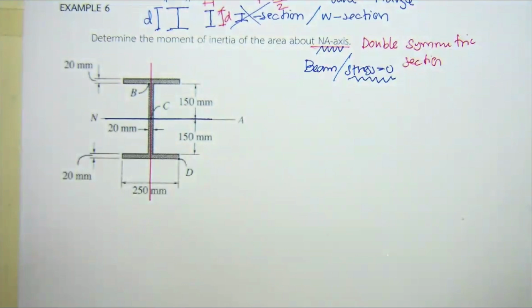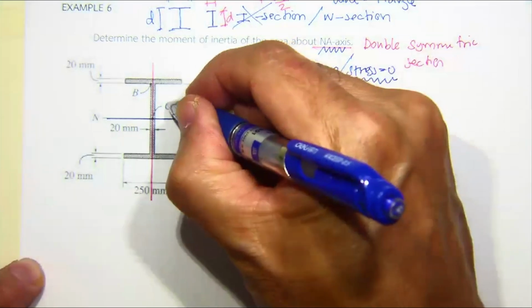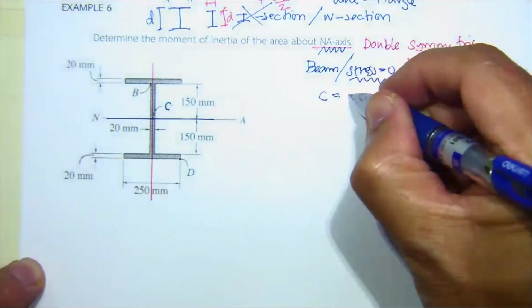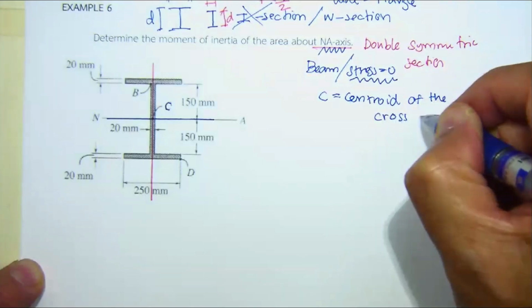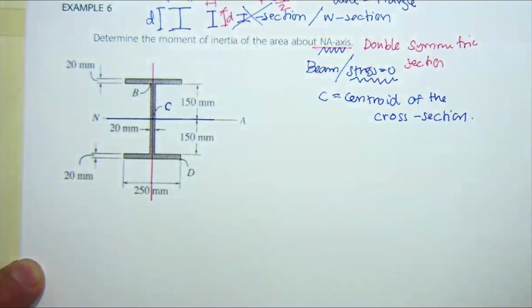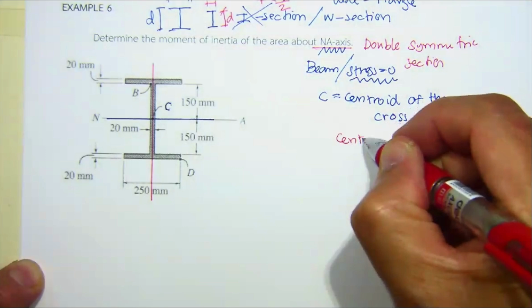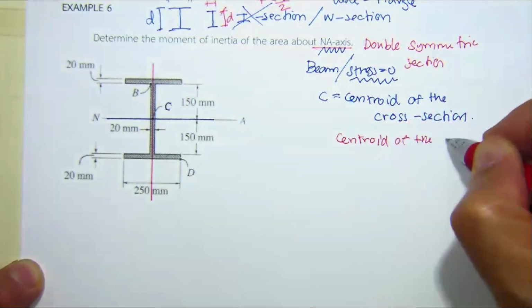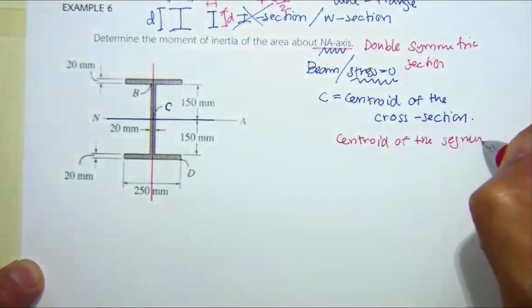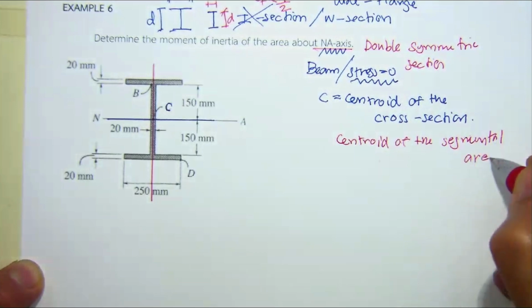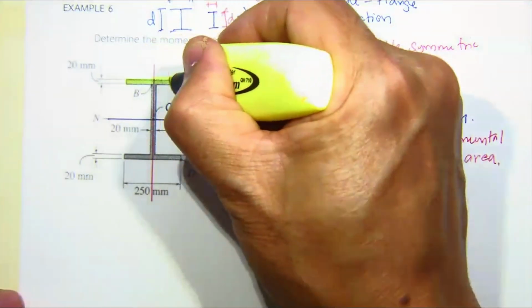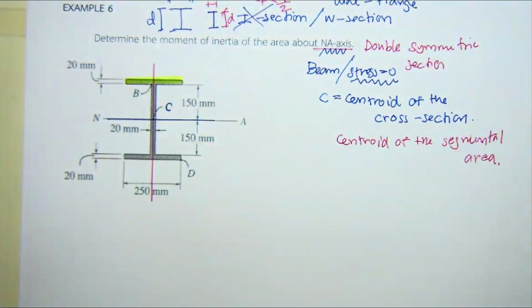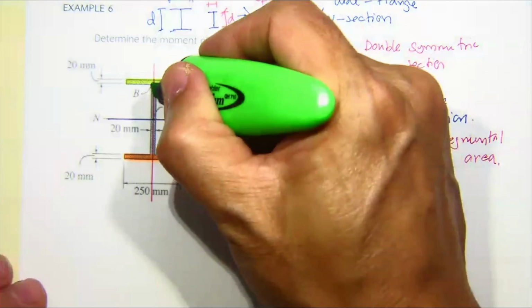Now, we are looking at the section with double symmetry. So C is going to be the centroid of the cross section. This is important because we also need to determine the centroid of the small segmental area. They are different. First, I separate the area like the composite. This is going to be our first area, this is going to be our second area, and this is going to be our third area.